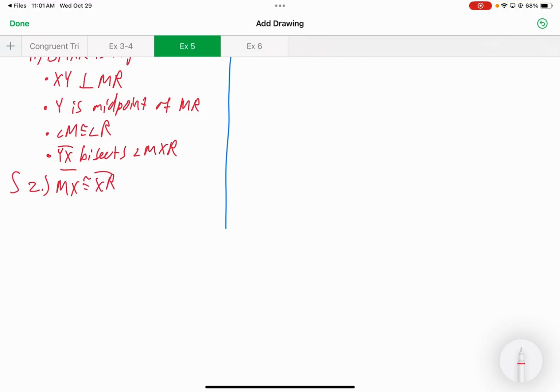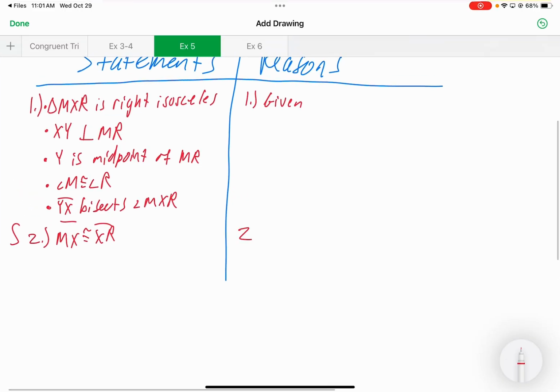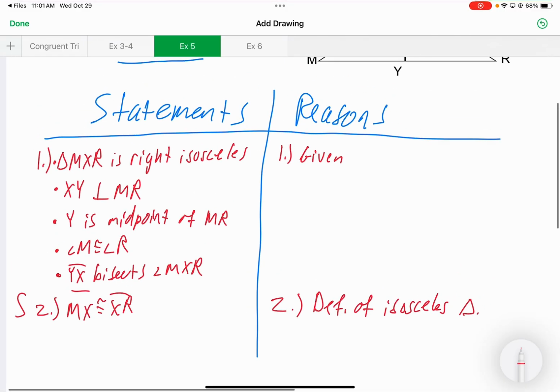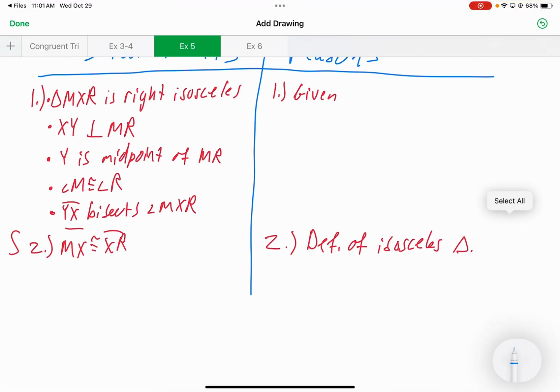Cool. That gives me a side. Now I need a reason for that. How did I know those sides were congruent? It was because it was an isosceles triangle. So we're going to say definition of isosceles triangle. Good. We're going to use some new reasons here that you guys haven't used yet, but I think you'll be able to reason through them, no pun intended, pretty easily. I denoted this with an S off to the side. I'm going to do it in a different color. So this shows I've shown one of my sides congruent.